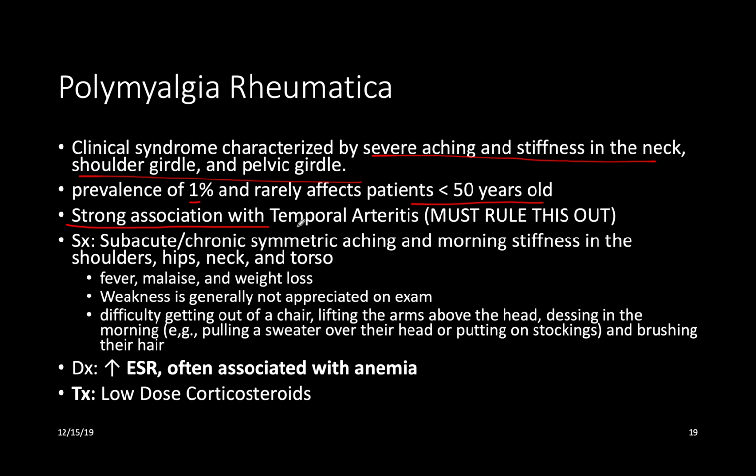There is a strong association here with temporal arteritis, so we need to rule out temporal arteritis. In any patient you have polymyalgia rheumatica, you got to rule that out. So how do we rule out temporal arteritis?